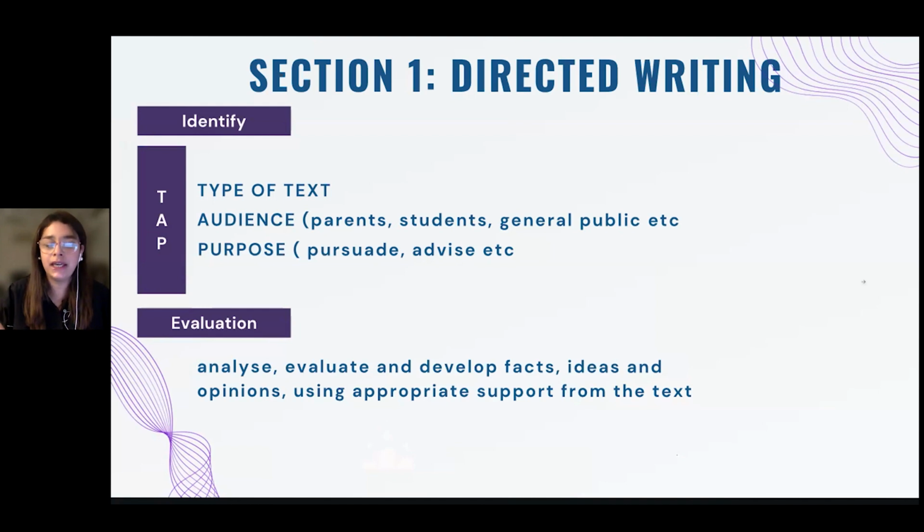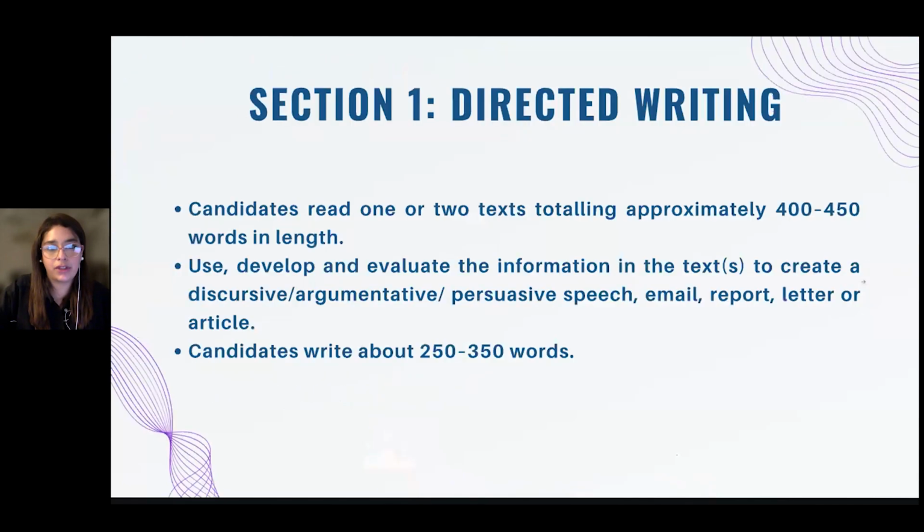Evaluation hoti kya hai? Basically, it means that you're going to read your text, you're going to analyze all the points that you can point out that correspond with the question at hand. The question will state what idea they want you to focus on. So I'm going to go back to one of the questions here.